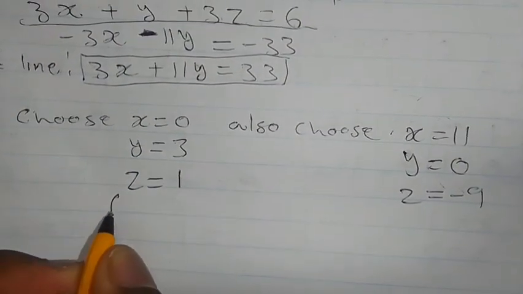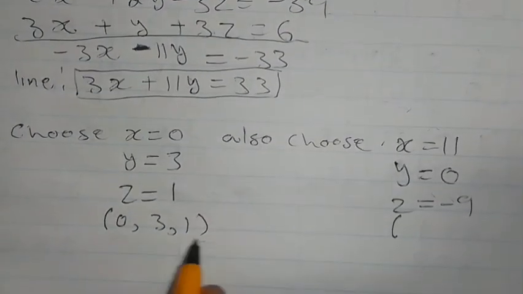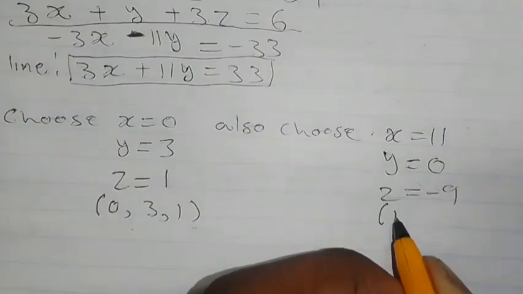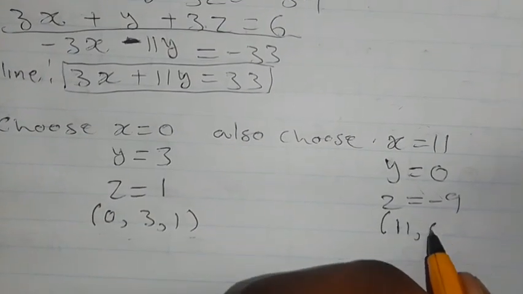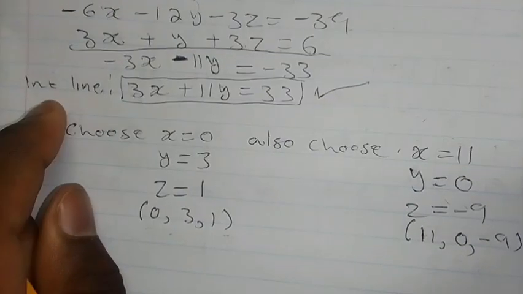So now I have two coordinates: 0, 3, and 1, and another coordinate, 11, 0, and minus 9. So remember, this is the intersection line of the two planes.